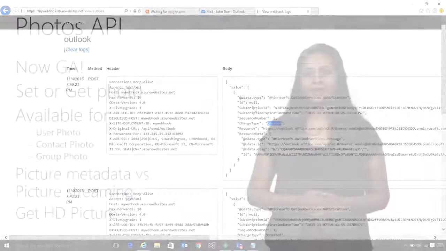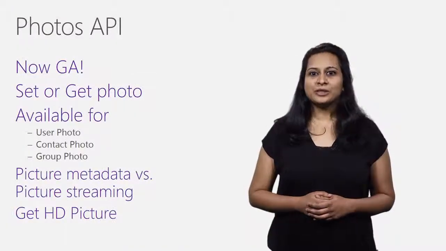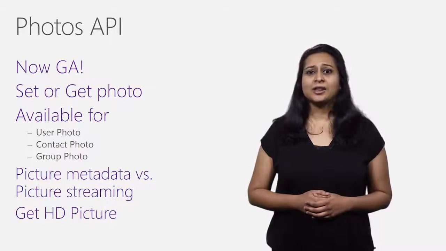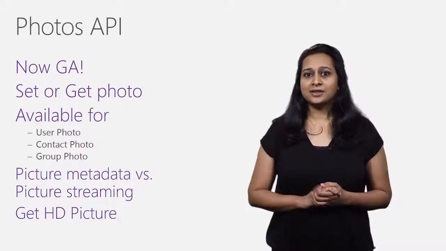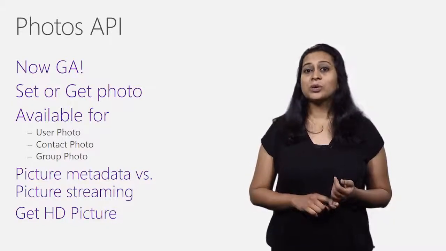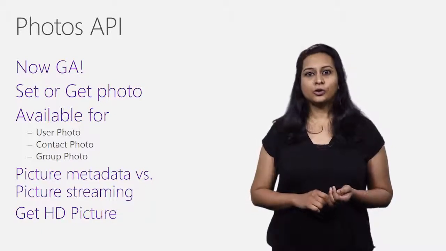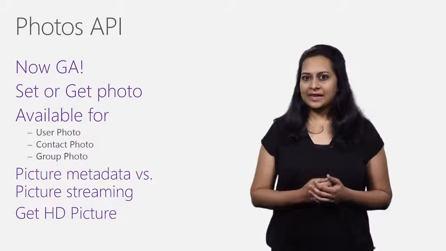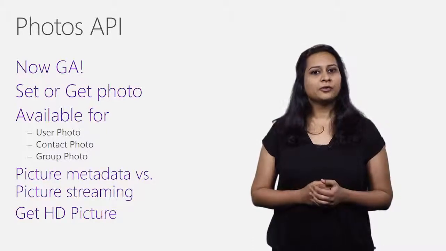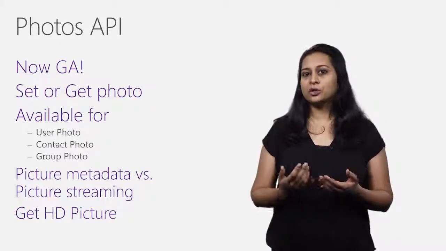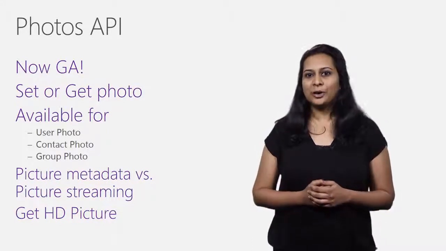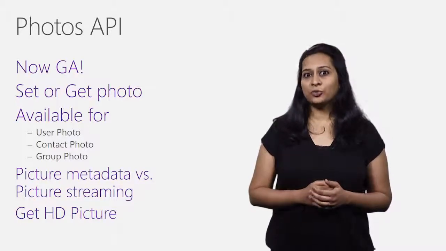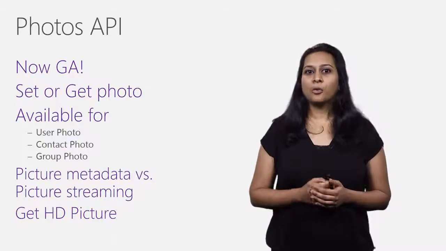The Photo API supports setting and getting of photos. There are three types of photos you can access. First is the user photo, which is the photo in the directory or the photo uploaded by the user. The second is the contact photo. This is the photo that is associated with each of the user's contacts and has been uploaded by the user. The third is the group photo. This is the photo for a modern group.